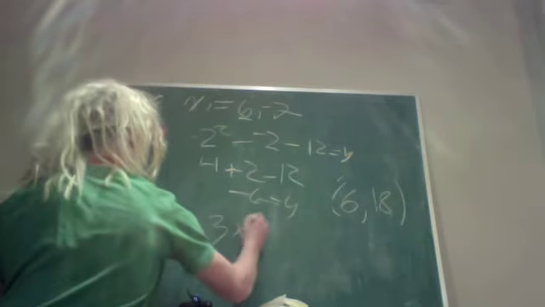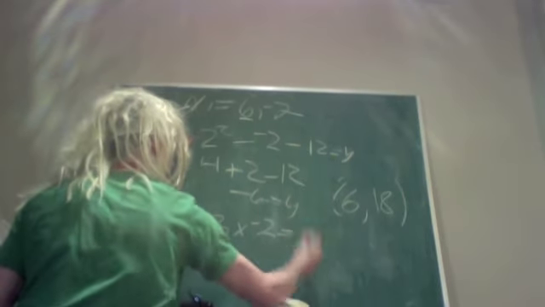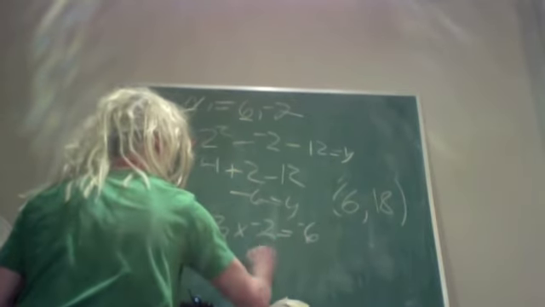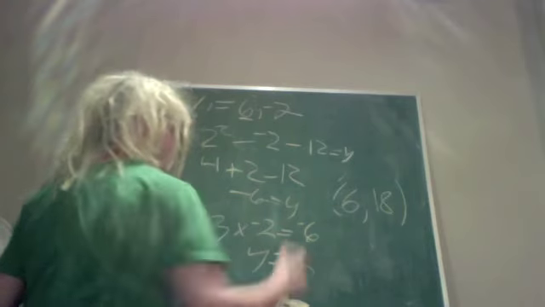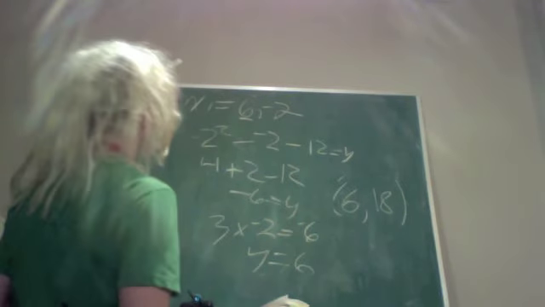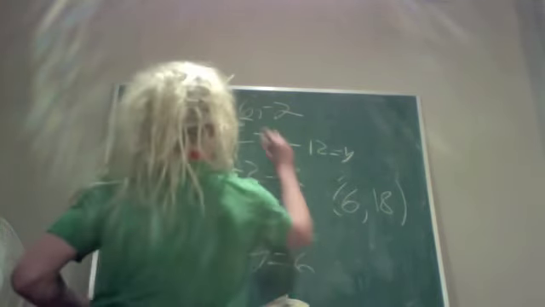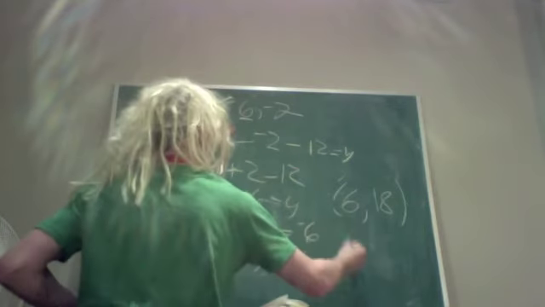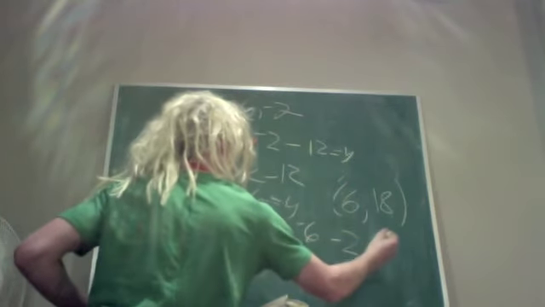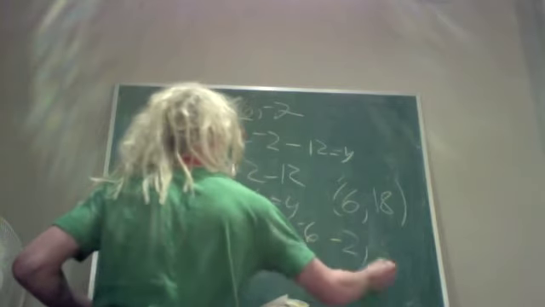3 times negative 2 equals negative 6. We now confirm that the second part of our intersection, which is when x equals negative 2, y is equal to negative 6.